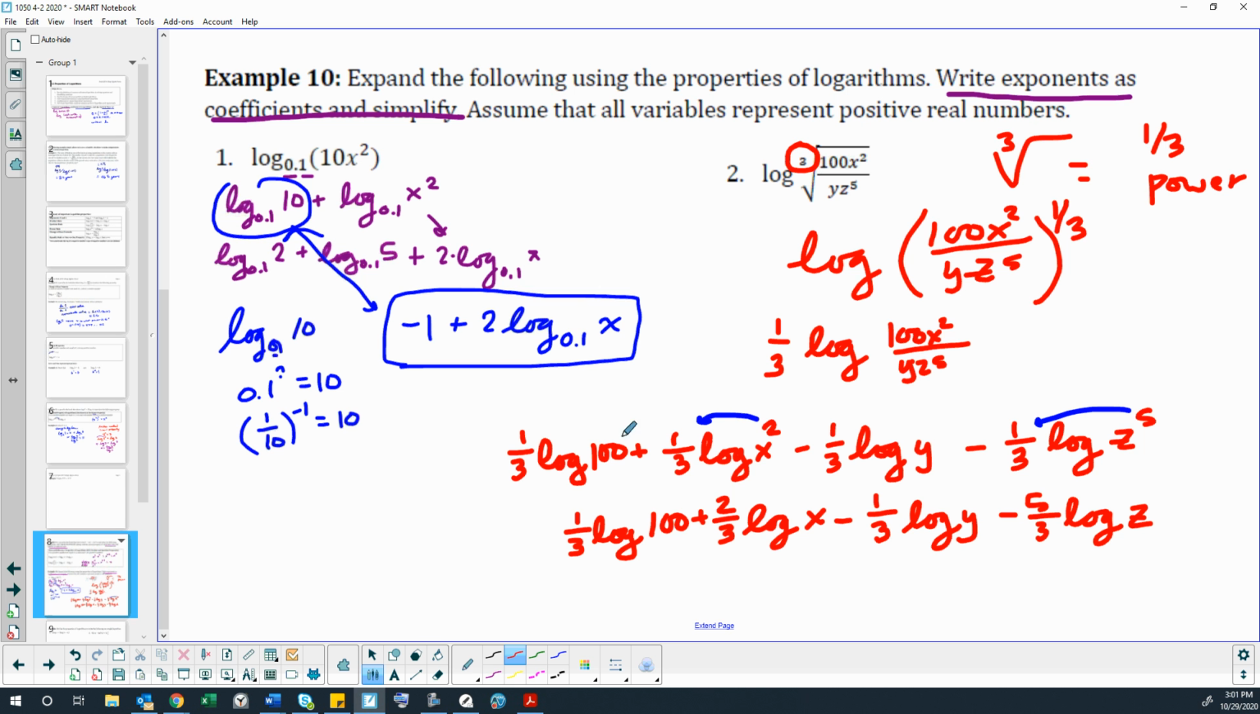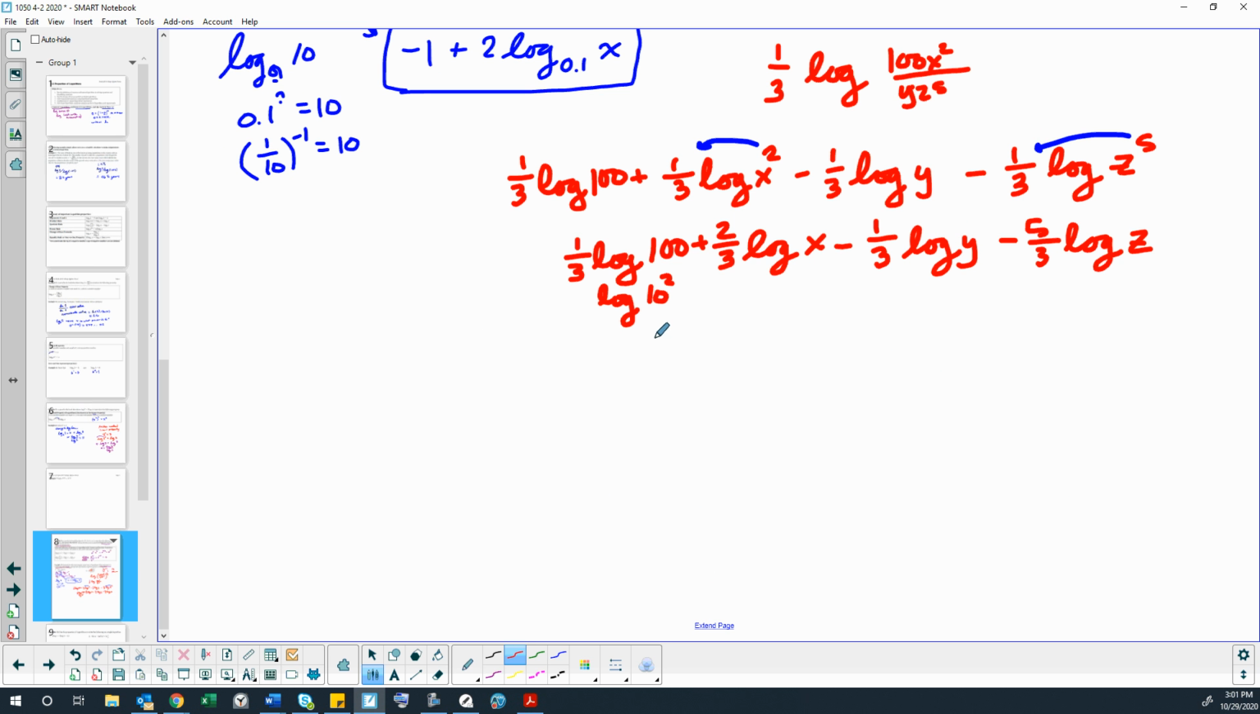We've expanded it. The only other thing I would consider thinking about at all is the fact that this is a log base 10 and this is 100. So log base 10 of 100 is the log base 10 of 10 to the 2nd power. And if you remember from our properties, that means that log base 10 of 10 turns into 1. And we're just left with that 2, which would move up front with our 1/3 and turn into a 2/3.